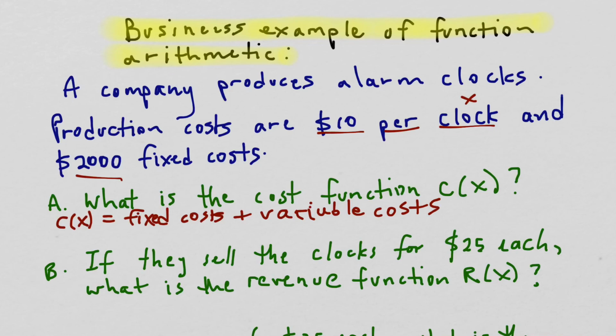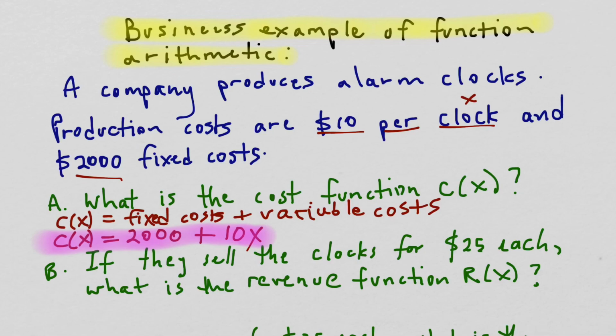All right, so according to our problem statement, our fixed costs are $2,000. And your variable costs are $10 per clock. So that's $10 times x, the number of clocks. So this is your cost function.